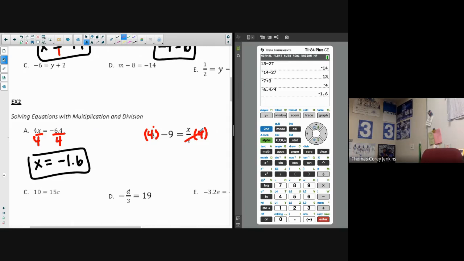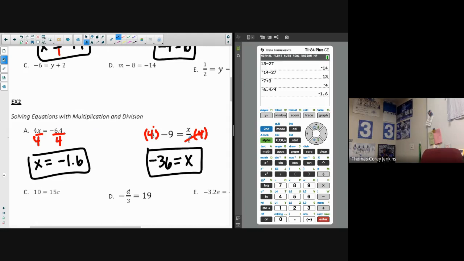All right, so x over 4 times 4 is 1x. On the other side, we have 4 times negative 9. That is negative 36. That's equal to x. Okay, and again, just mental math. Does my answer make sense? If I substitute negative 36 right there, negative 36 over 4 looks like negative 9, so that's going to make sense.